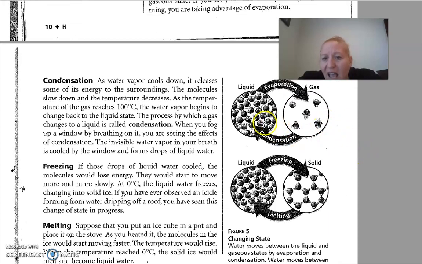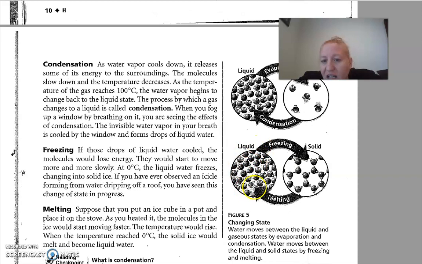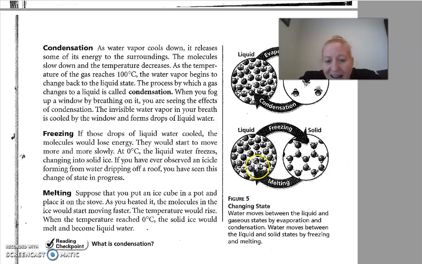So you can see as water gets hotter, it goes through evaporation and becomes a gas. You can see how far apart the molecules are. When it gets colder, the water molecules start getting closer together and form liquid. Again, in liquid they're still moving and vibrating. With freezing, you can see that these little bonds are forming, and with melting, they're starting to move quicker again.